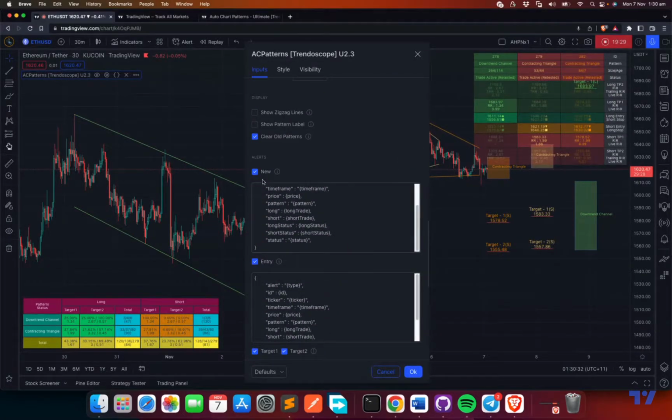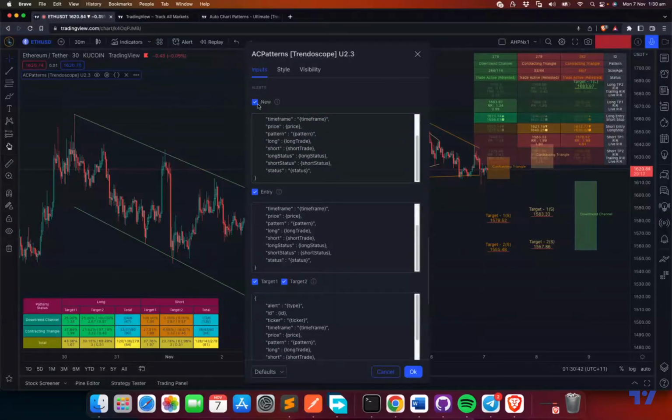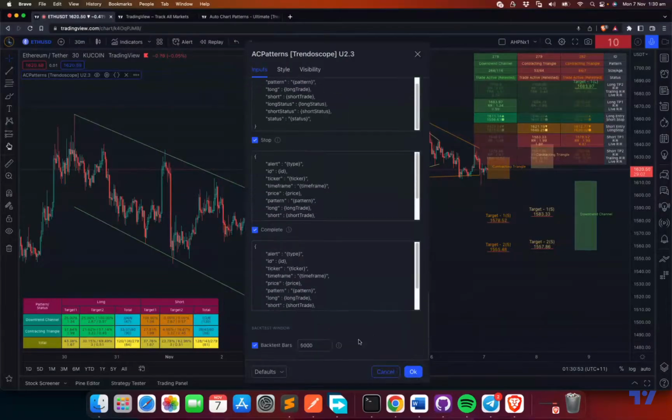This will act as a replacement for that box. You can select the alerts which you want. Let's say if you want only the new pattern alert, just select this one, unselect all the other options, and then set your alert, so that you'll only get this particular alert. And that's all. I think you can also backtest.